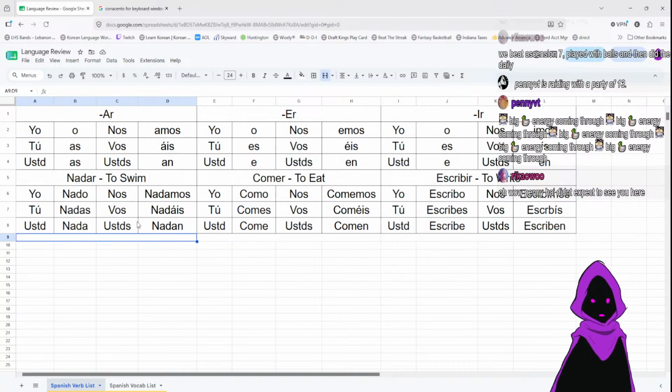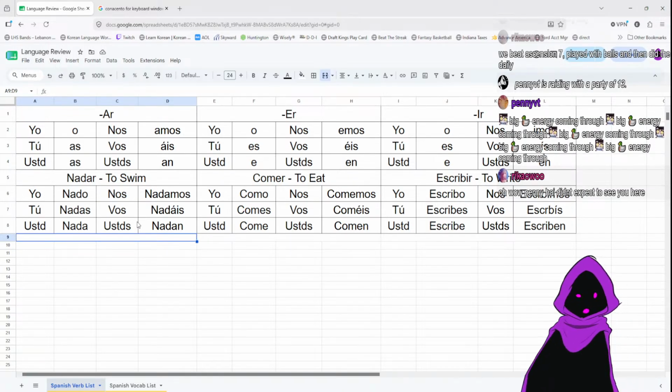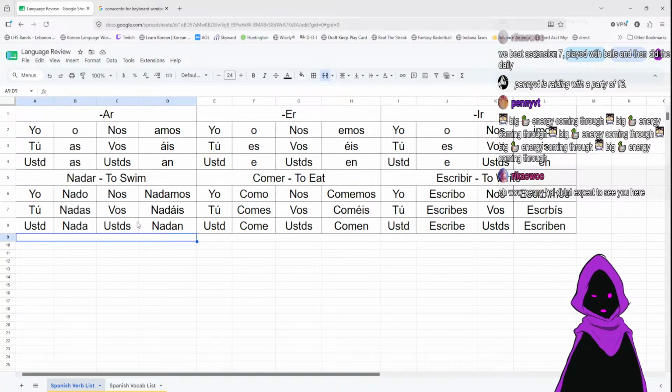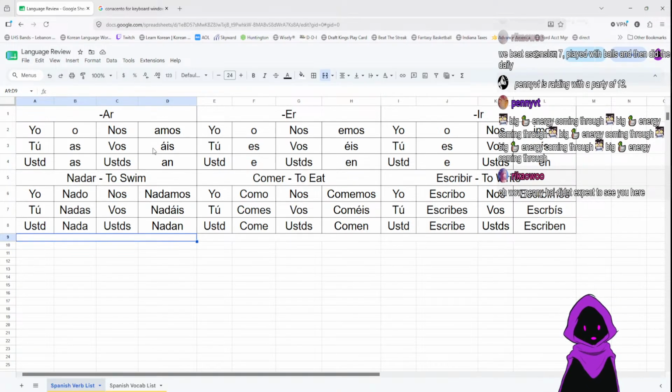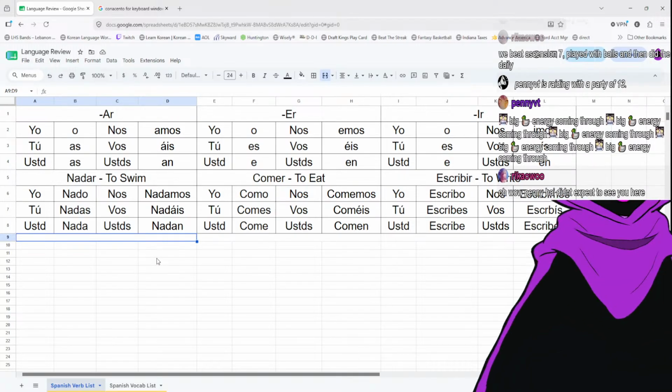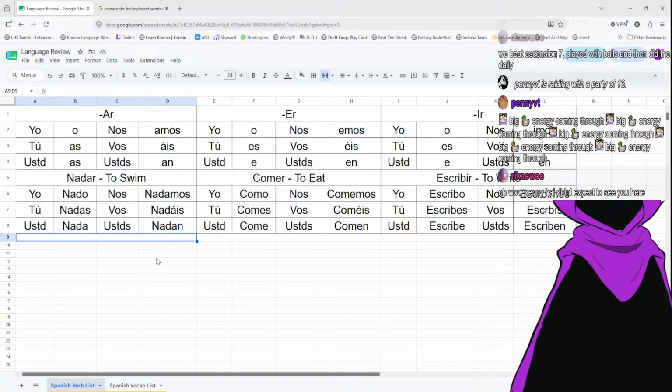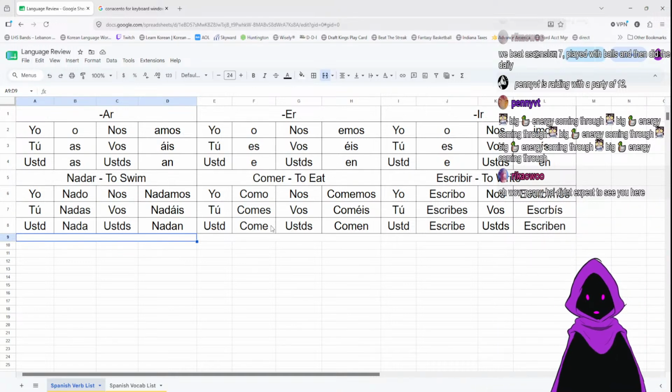Oh, welcome in. Today over here, Raiders on Penny's side, we are going through Spanish verb review right now, and Spanish vocab review overall. Oh, but how are y'all doing? God, my model's freaking out. I'm trying to look at this stuff.